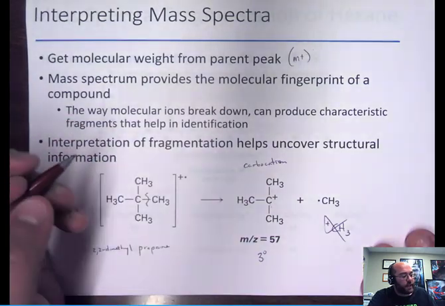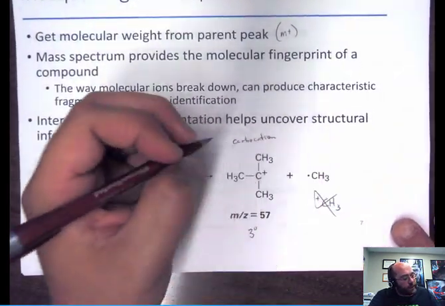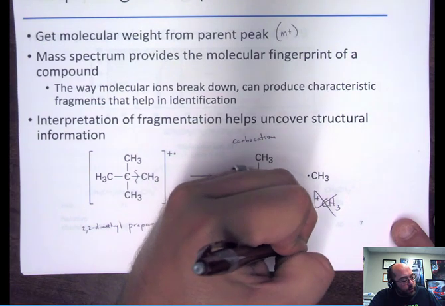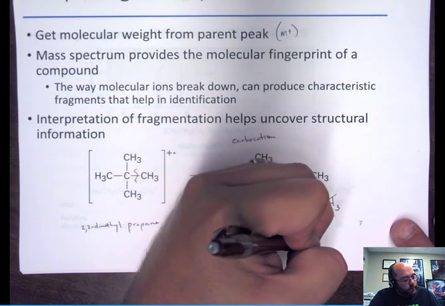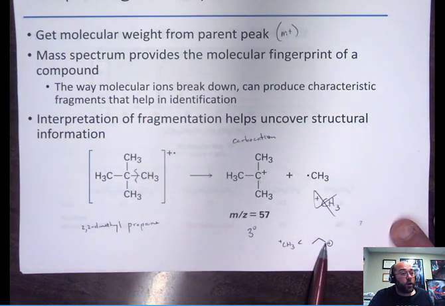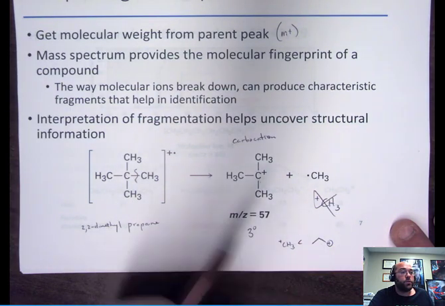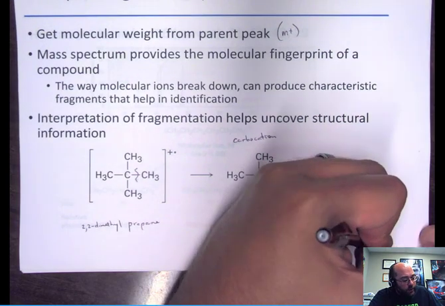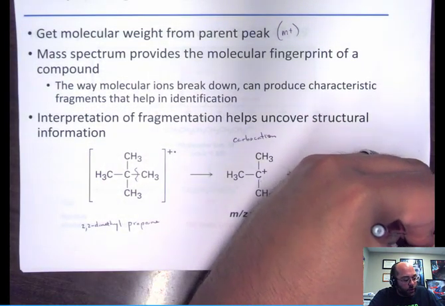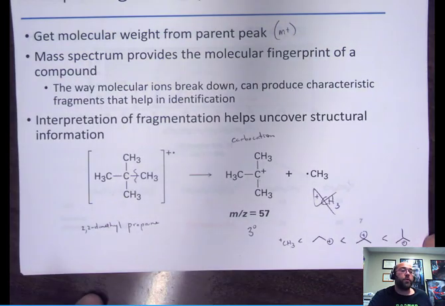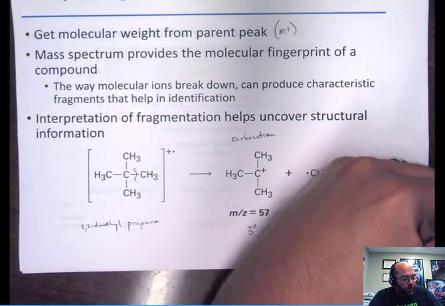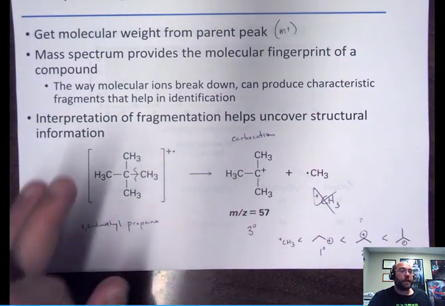That's very unstable. So carbocation stability goes like this: CH3 plus is less stable than a primary carbocation, where this carbon has a positive charge and is only attached to one other carbon. Then a secondary carbocation is more stable than that, and a tertiary carbocation is more stable than a secondary. So you have methyl, primary, secondary, tertiary, with tertiary carbocations being the most stable.